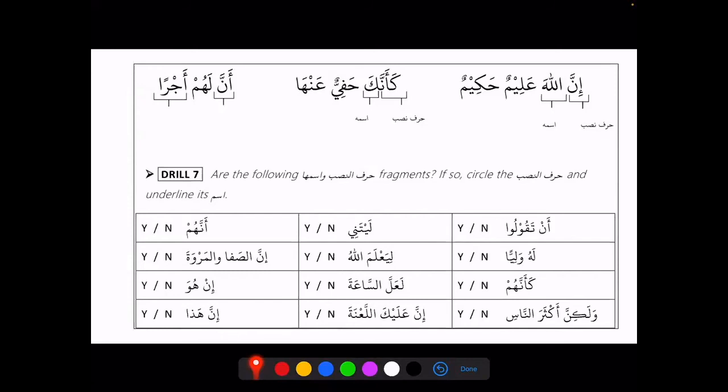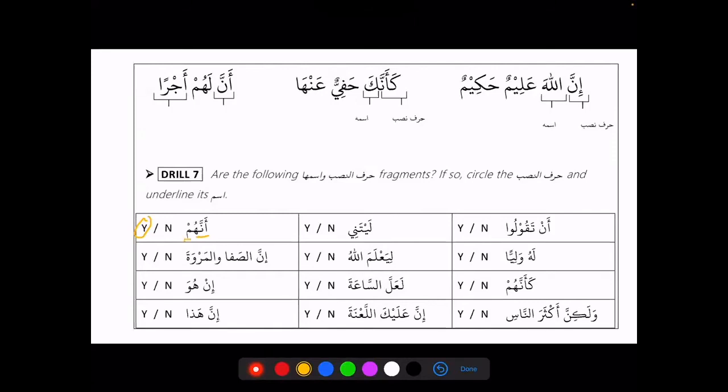Okay, now let's do this exercise together. It says: is the following a harfu nasab wa ismuha fragment? If so, circle the harfu nasab and underline its ism. So, annahum. Anna is the harfu jar and hum is... no, I said harfu nasab. Yes, this is yes over here, right? So anna is our harfu nasab and hum is its ism.